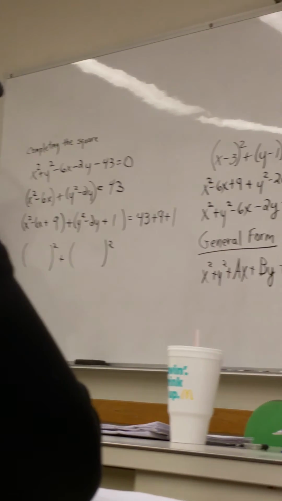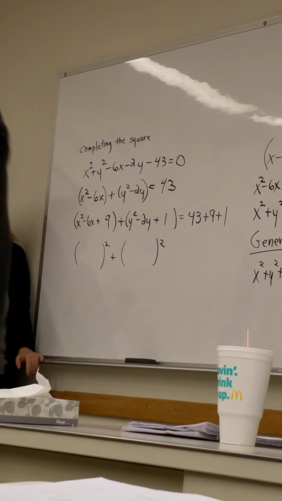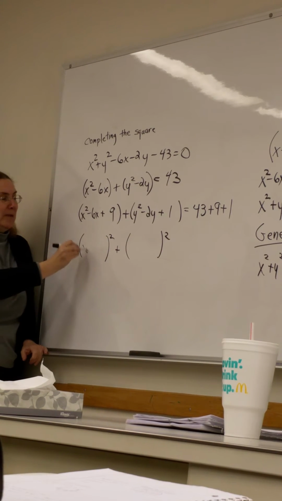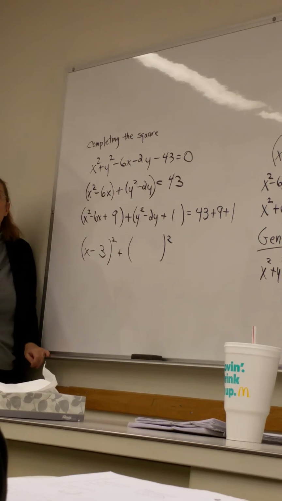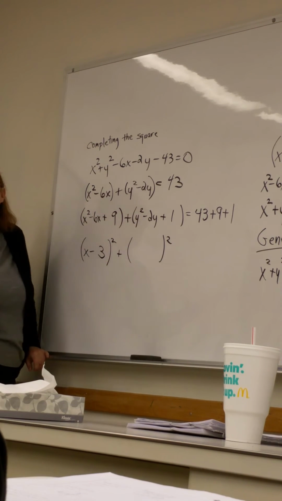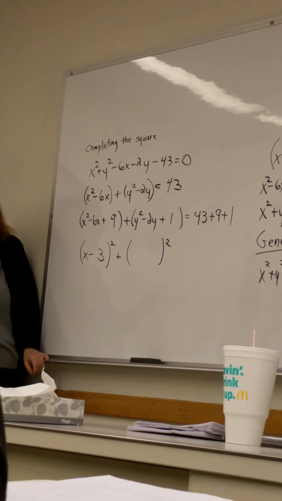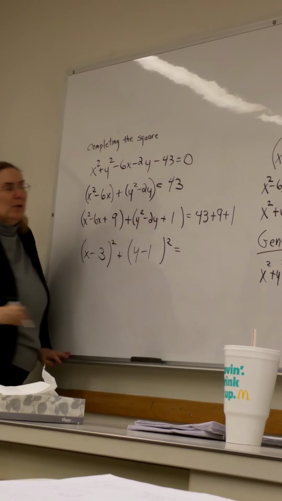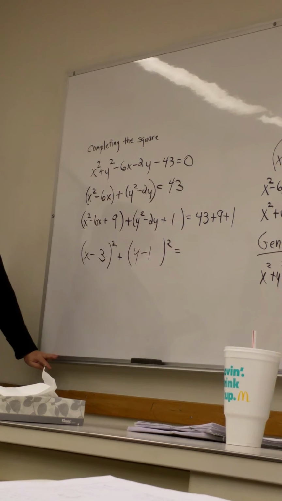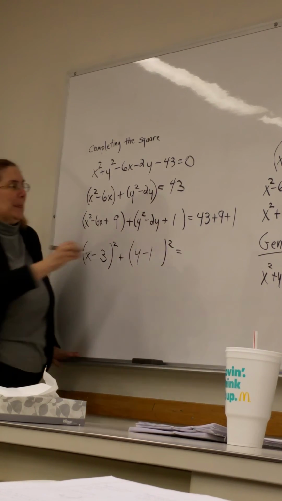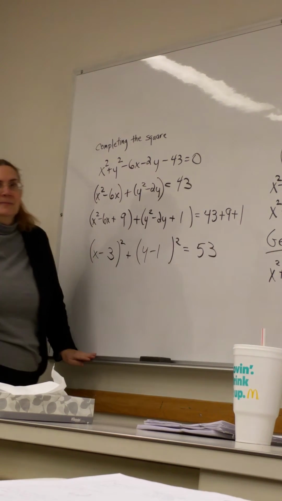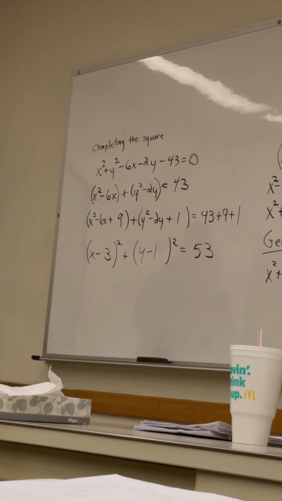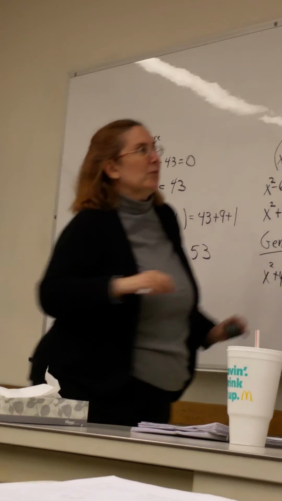Right, one more step. How do you factor x squared minus 6x plus 9? x minus 3 squared. How do you factor y squared minus 2y plus 1? y minus 1 squared equals 43 plus 9 plus 1, 53. Same thing we had over here. Let's do another one like this.